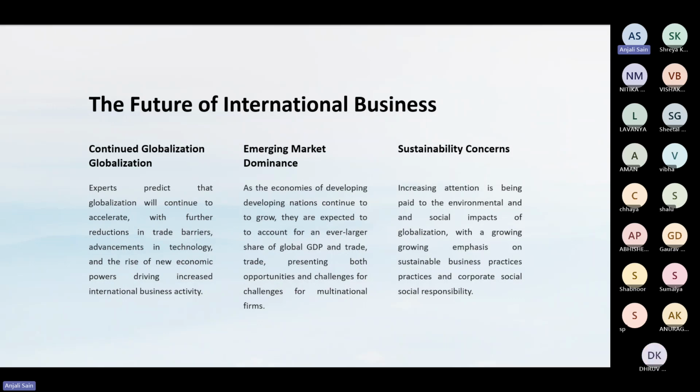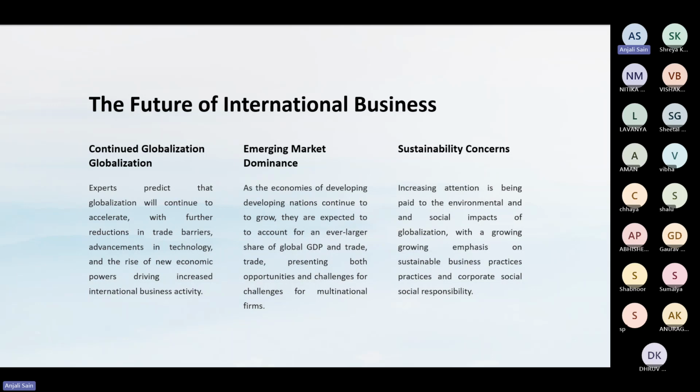Experts predict that globalization will continue to accelerate with further reduction in trade barriers, advancement in technology, and the rise of new economic powers driving increased international business activity. This means that as trade barriers decrease, technology increases, and there is a rise in new economic powers, this will lead to more international business and more globalization. Okay, so international business activity will increase. These are the main factors which affect international business activities: trade barriers, technology, and the rise of new economic powers.